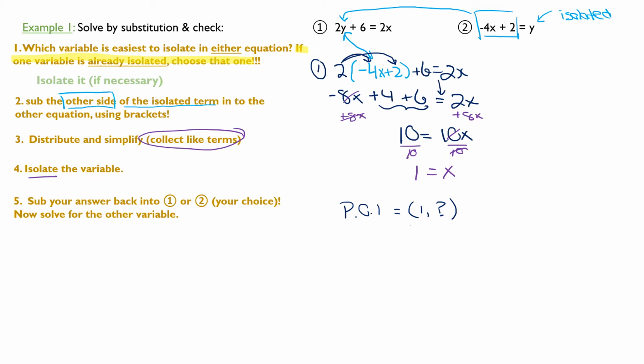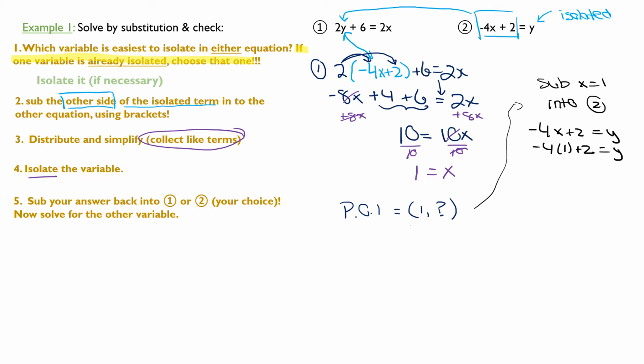What equation looks easier, do you think? When you look at equation 1 and 2, which one do you want to sub into? Which one looks easier? They're both kind of the same. I'm going to sub into equation 2. So I'll just move it up here. Sub x equals 1 into equation 2. And you could pick, but I'm picking equation 2. And equation 2 is -4x plus 2 equals y. But I already know what x is. It's 1. Plus 2 equals y. So I get -4 plus 2 equals y. That's a -2 equals y.